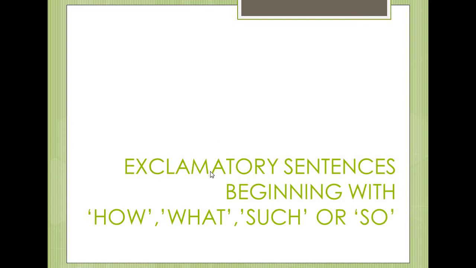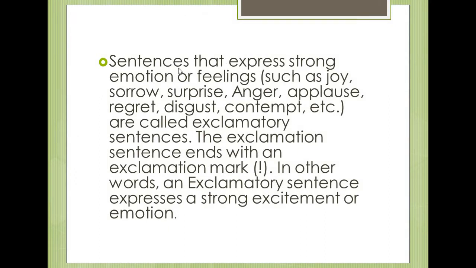Today we are going to study how to frame exclamatory sentences and how to change them into assertive sentences. Exclamatory sentences begin with how, what, such, or the word so. Sentences that express strong emotions or feelings such as joy, sorrow, surprise, anger, applause, regret, disgust, contempt, etc. are called exclamatory sentences. Basically, they express emotions. Exclamatory sentences end with an exclamation mark, the note of exclamation. In other words, an exclamatory sentence expresses strong excitement or emotion.